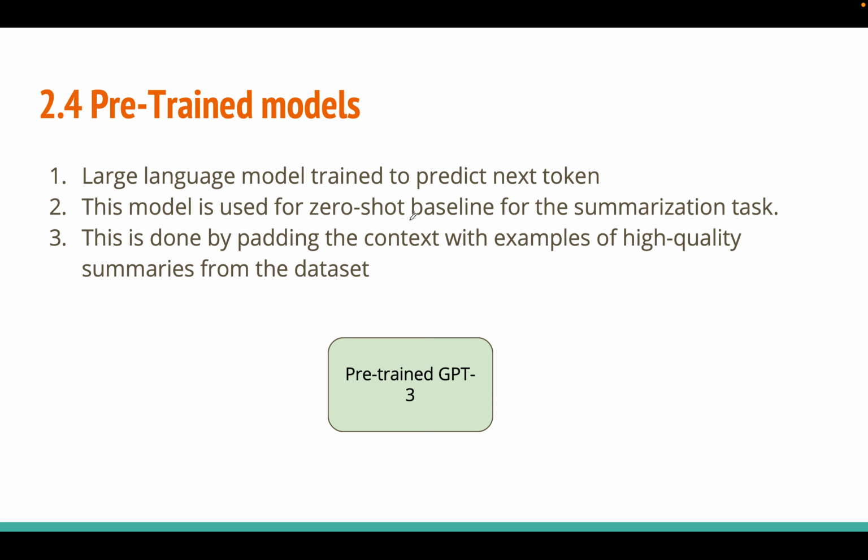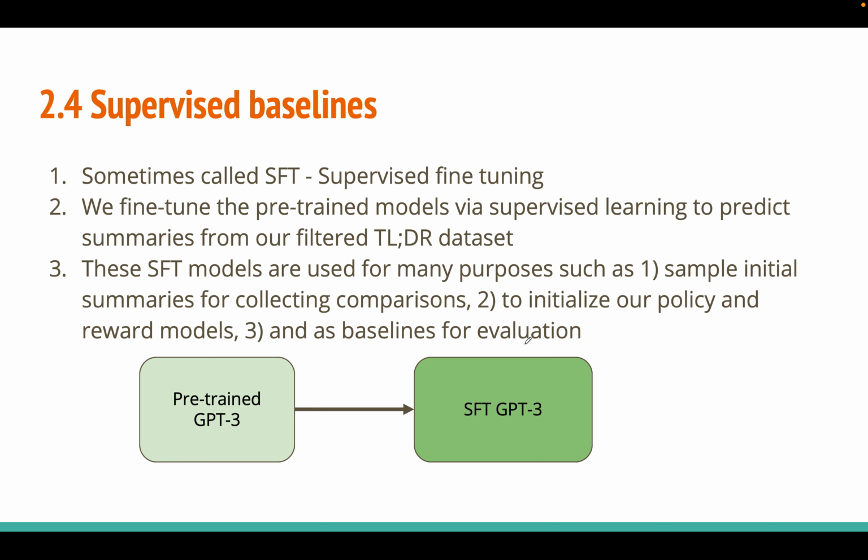Okay, pre-trained models. As I said, the large language models are trained to predict the next word, the next token, and these models are sometimes used as zero-shot baselines for the summarization task, where you don't need to train or show any summarization data at all. Just by asking, tell me the summary for this, it will be able to generate something, and we can use that as a baseline. This is the pre-trained GPT-3 model, or GPT-4, whichever, which is a large transformer model trained on a huge amount of text data available on the internet.